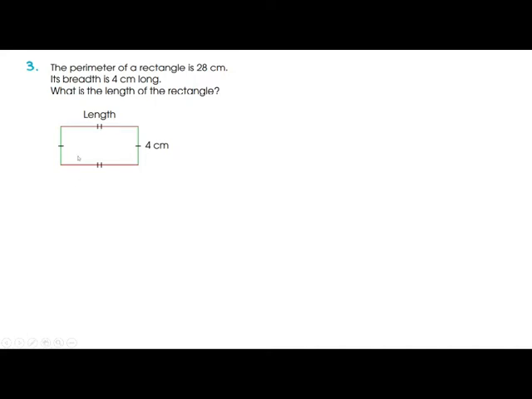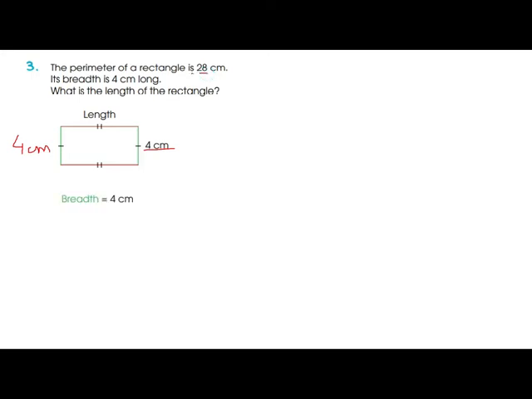In this one they are giving you the perimeter of a rectangle, 28 centimeter total. It means when we are adding all the sides we will get 28. If the breadth is 4 centimeter long, what is the length of the rectangle? Please remember this, if it is 4 centimeter, that will also be 4 centimeter. And you have to find out the length. Perimeter is when we add this and this, we will get 28.